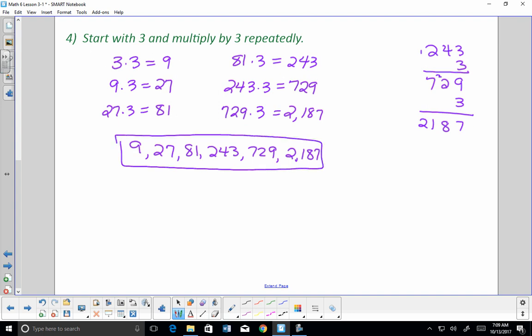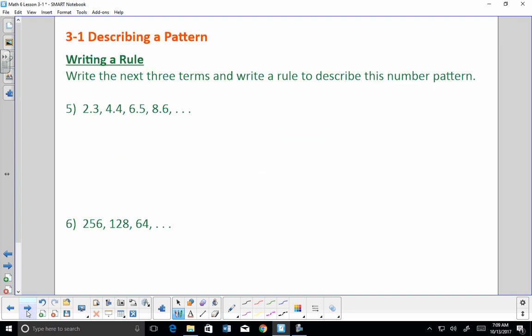The last thing we're going to talk about is writing a rule. To write a rule means that you understand what the pattern is and you can explain it to someone else. So we're going to write the next 3 terms and write a rule to describe this pattern. If I look at this first one, 2.3, 4.4, 6.5, 8.6, I can look at this and say, gee, what did I do to get from 2.3 to 4.4?